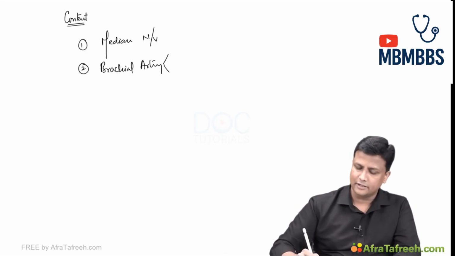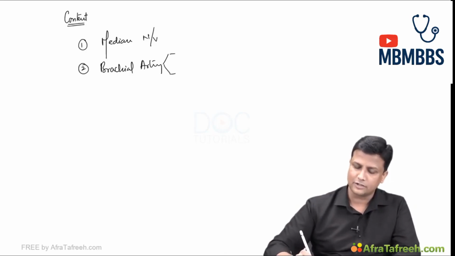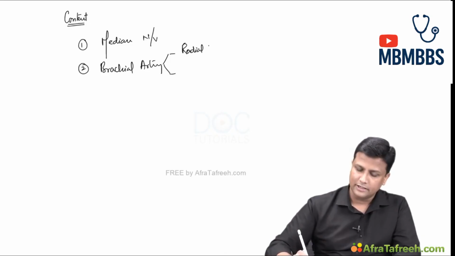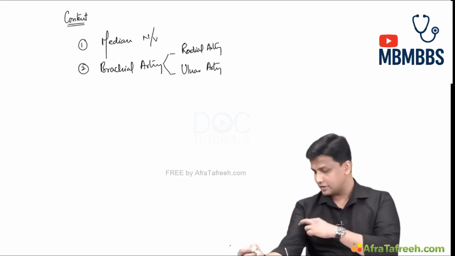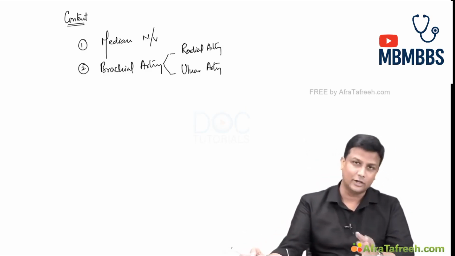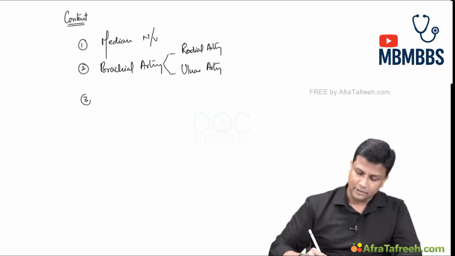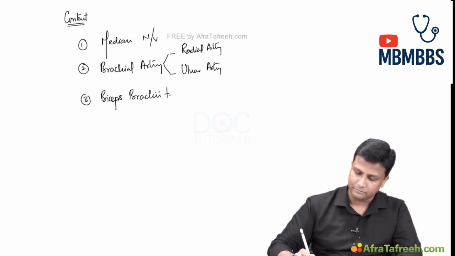And we have discussed in detail here, guys, brachial artery will come in the cubital fossa and divide into the radial artery and ulnar artery. So brachial artery will come in the cubital fossa, and in the cubital fossa it will be dividing into the radial artery and ulnar artery. Number three, you will be having the tendon of biceps muscle also here, that is biceps brachii tendon.